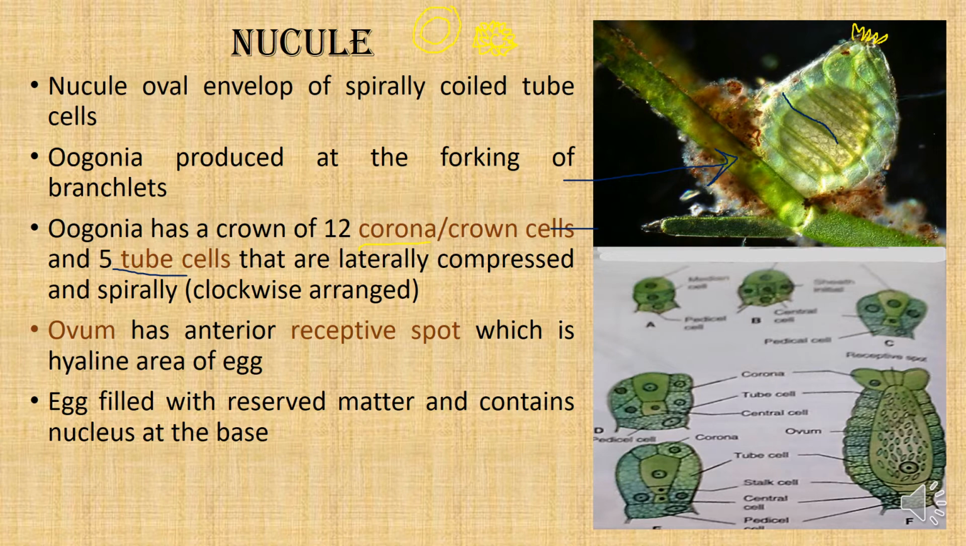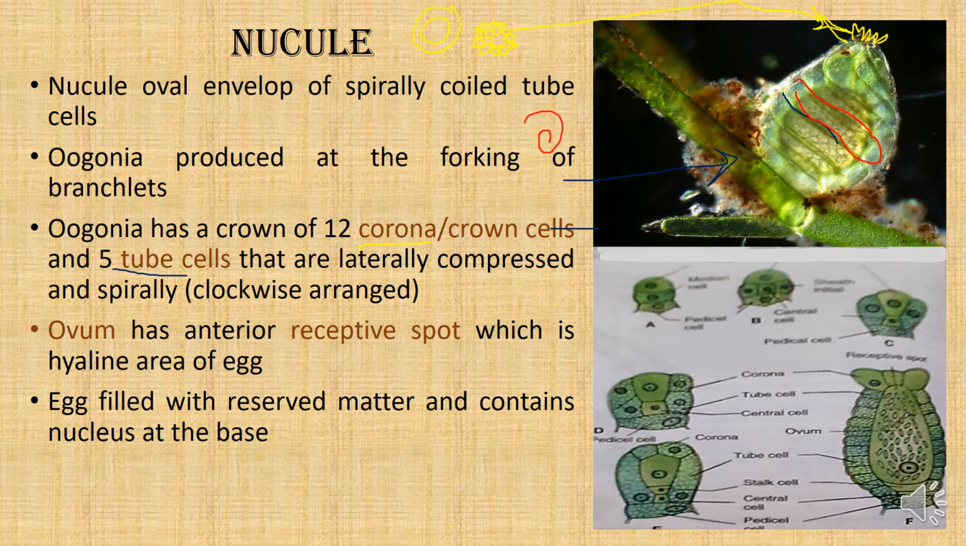And these 12 corona cells, these are the corona cells, and that is arranged in 2 whorls, and these are the spirally arranged, right-handed spirally arranged. These are the tube cells that are spirally arranged. They are spirally arranged like this. So these are the red. In red I have drawn the tube cell, and in yellow the corona cell.